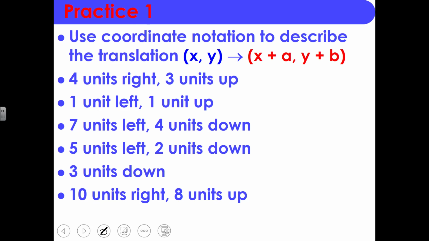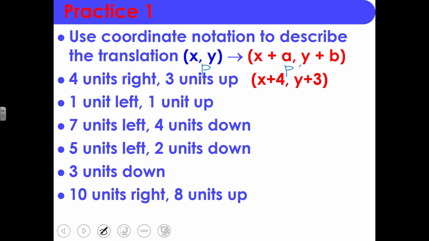Use the coordinate notation to describe the translation of a point with the coordinates of x, y. Let's say the pre-image is P, and its image is P prime with the coordinates of x plus a and y plus b. So if the movement in the first case is 4 units to the right and 3 units up, then it means the a value is +4 and the b value is +3. So you will be mapping your point to a point with the x coordinate of x plus 4 and the y coordinate of y plus 3.